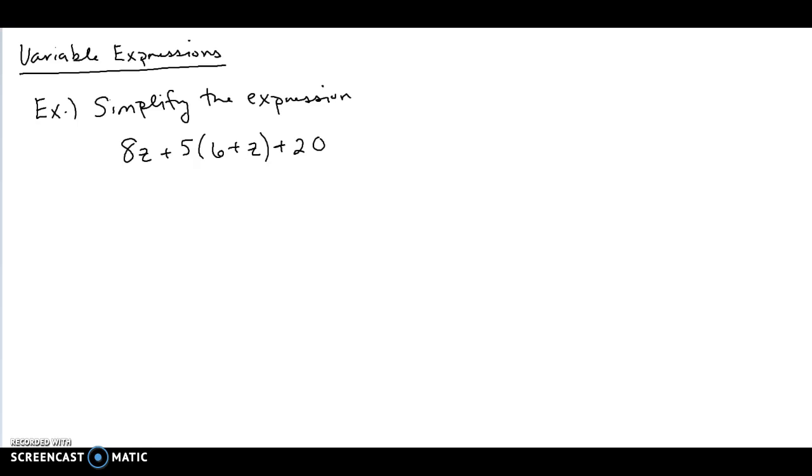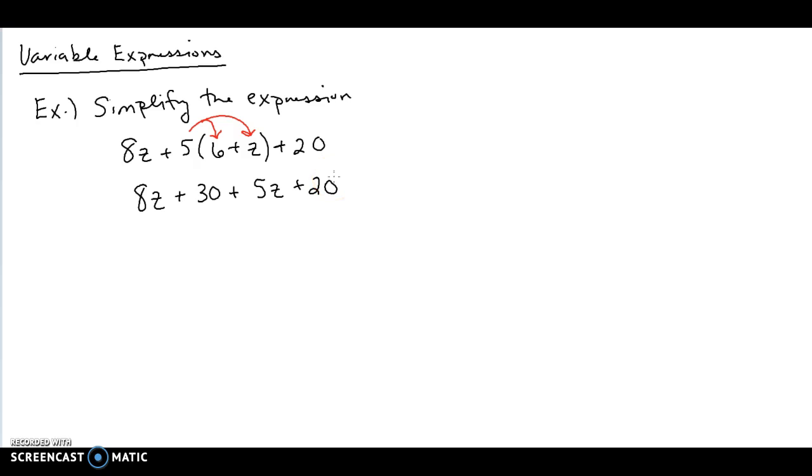With this 5 out front, I need to go through and distribute out the 5 because it's in front of the parentheses. Now notice, it only gets distributed to what's in parentheses, nothing else. So if I distribute out my 5, I'm still left with the 8z. A positive 5 times a 6 is going to give me a positive 30. A positive 5 times a positive z is going to give me a positive 5z. And then, of course, I'm going to bring down my 20. So we've cleaned up the parentheses.